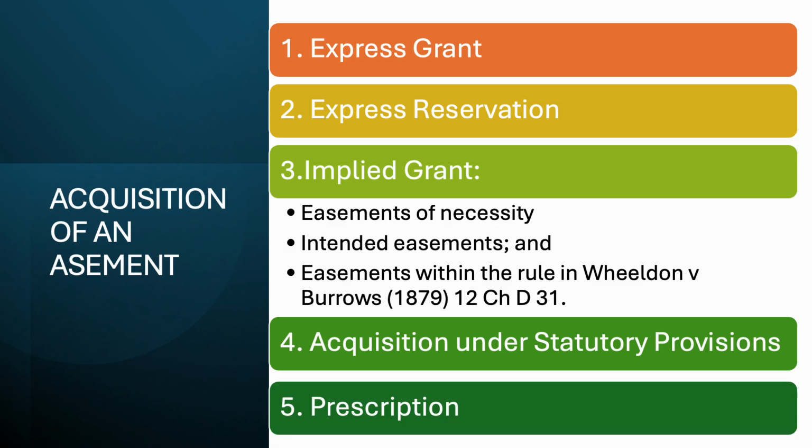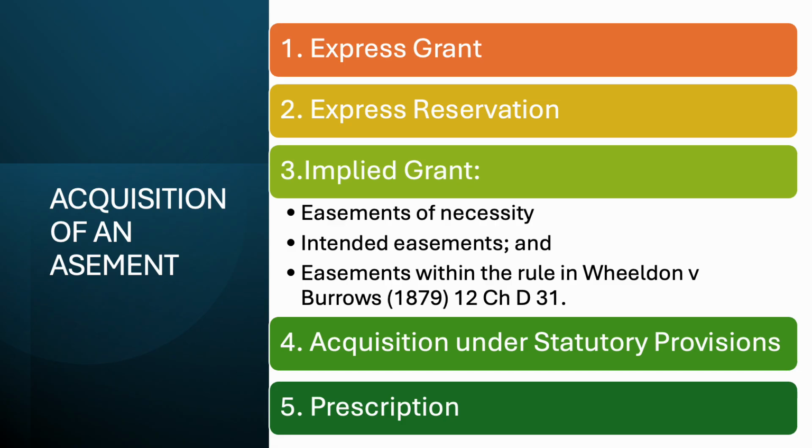Intended easements. These are implied to give effect to the parties' common intention. Pwllbach Colliery versus Woodman gives us that test. GNO Operators versus Kingston is your Jamaican authority. What about the rule of Wheeldon versus Burrows? So when you own 2 plots and sell one, any continuous and apparent quasi-easements that were necessary for reasonable enjoyment of that land and in use at the time of the grant will pass automatically.